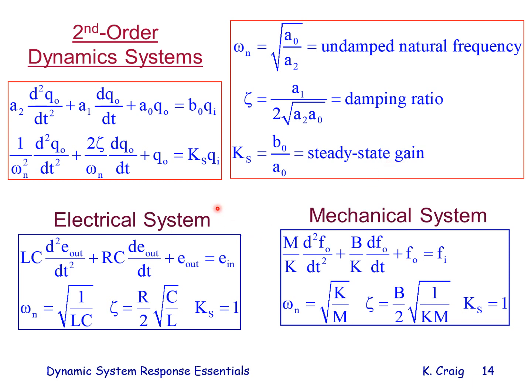For the electrical system, here's the LRC circuit equation. For the mechanical system, the spring mass damper equation. And again, using these definitions here, I find that omega n is given by this expression, damping ratio by this expression, steady state gain by this, and then from the equation or from analogy, omega n, zeta, Ks for the mechanical system.